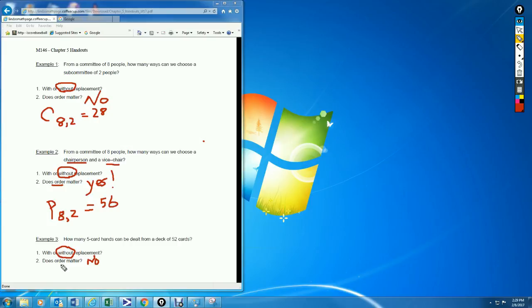So because the order does not matter, that implies it's just a combination. We're just making a group. And in this case, we're selecting out of a total of 52 objects, and we are selecting 5 of them. So the combination of 52, 5, go ahead and calculate it. Pause if you want. 2,598,960.